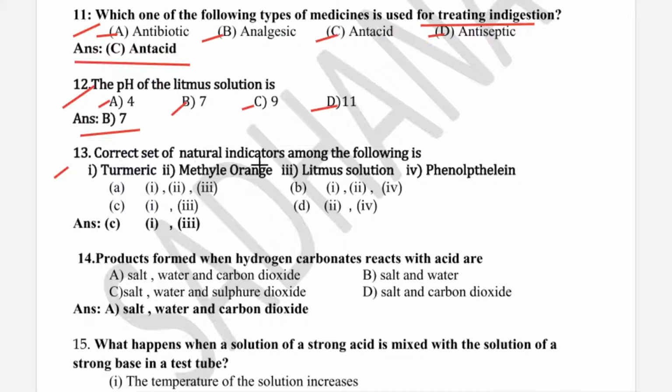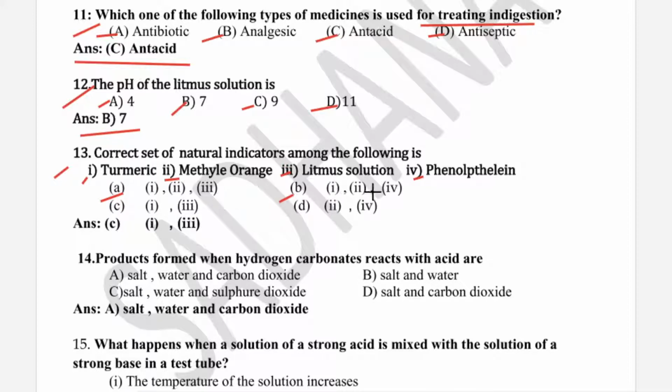Correct set of natural indicators among the following is. Natural indicators. Here we can see number 1 turmeric, 2 methyl orange, 3 litmus solution, 4 phenolphthalein. Four indicators are given here. Among these, which one is the correct set of the natural indicators? They are asking here. Option A: 1, 2, 3, that is turmeric, methyl orange and litmus solution.